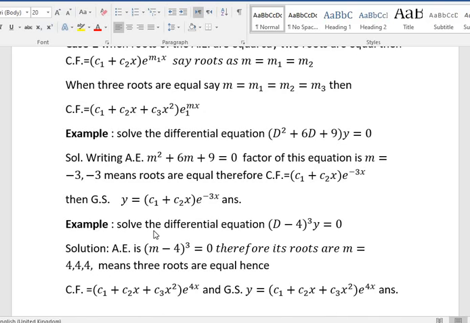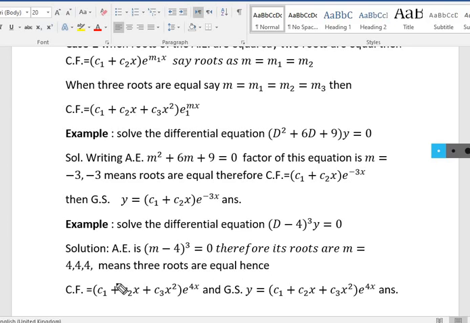Parallelly, suppose we say solve the differential equation (D - 4)³ y = 0. See again, what does that mean? That means f(x) is given here as 0. So what is the answer? You have to write the auxiliary equation and solve it. Whatever result you get, that is your general solution. So the auxiliary equation is (m - 4)³.